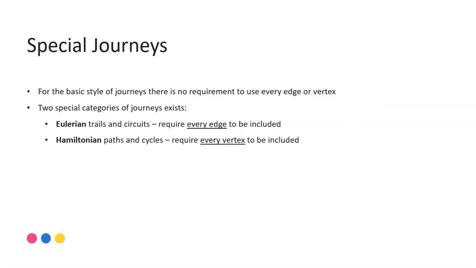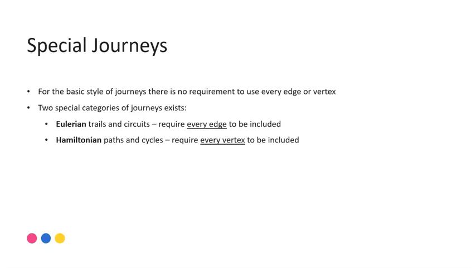Building on our basic definitions of journeys, we then have two categories of special journeys. In the definitions we've looked at previously, there's no requirement for you to use every edge or every vertex. There are restrictions on what you can and can't repeat, but you don't have to use everything in the graph. However, with these two special categories, we do have that requirement.